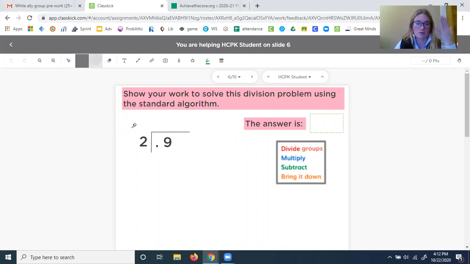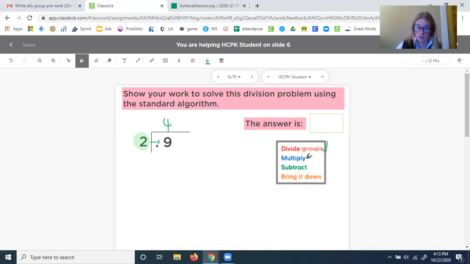When I'm thinking about my groups, I know this 2 is my divisor, so I will always count by 2s. I'm thinking, how many times is 2 able to fit into 9? Okay, I'm going to get my fingers out and divide my groups. That's step 1. Divide my groups. 2, 4, 6, 8, 10. I don't have 10 things, I only have 9 things. So I have to put that one down, 2, 4, 6, 8. I can make 4 groups of 2 if I have 9 things. I'm going to put this 4 up top. I can make 4 groups. Okay, I just divided my groups.